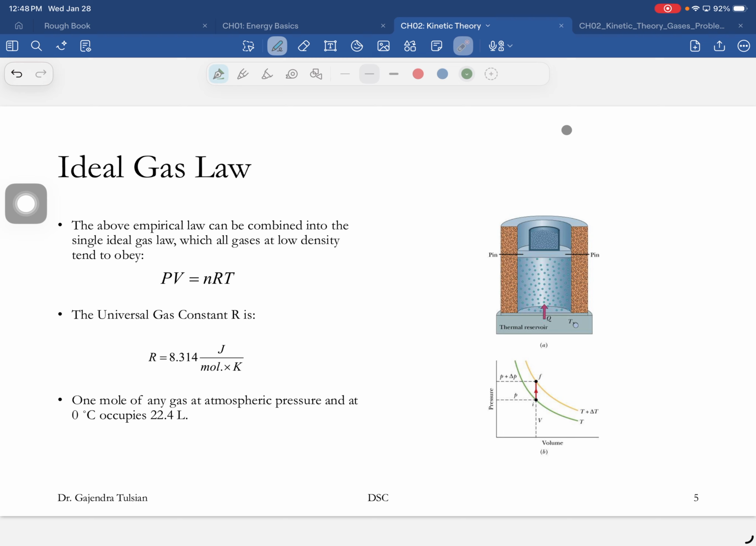And here's another interesting thing about this. In this formula, what does this formula work for? Does it work for nitrogen? Does it work for oxygen? Does it work for helium? It works for all those gases. See, there's no identity of the gas, as long as it's an ideal gas.